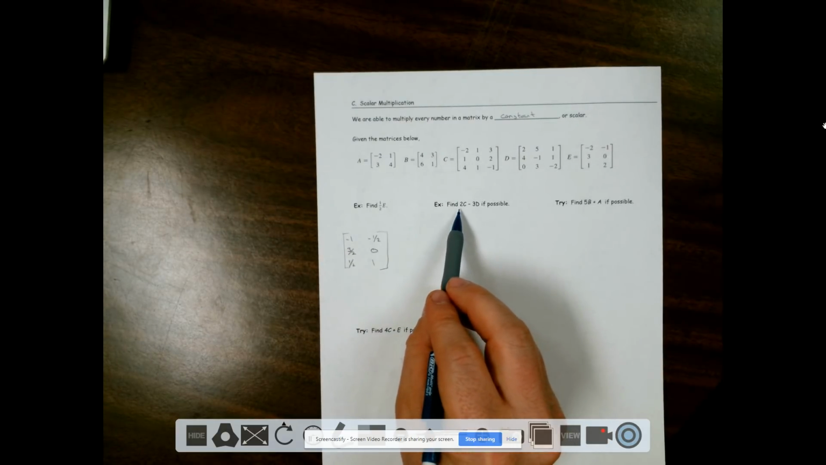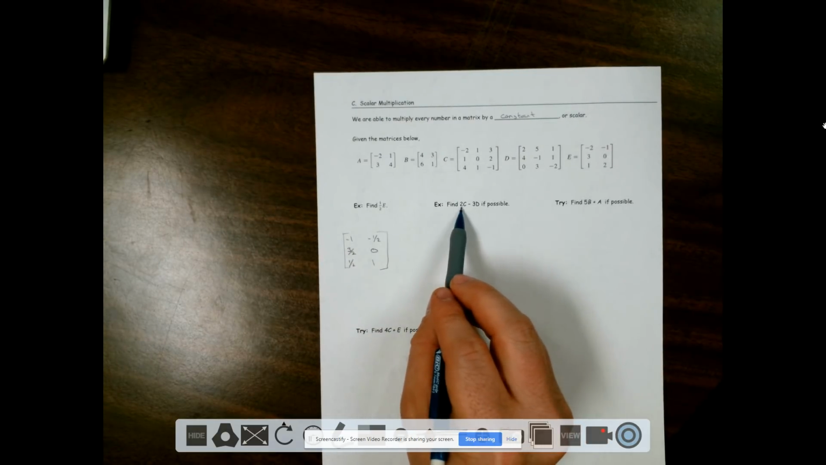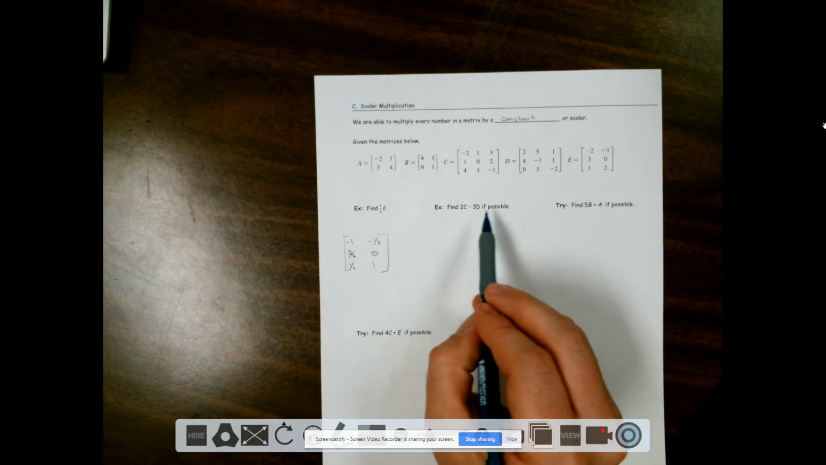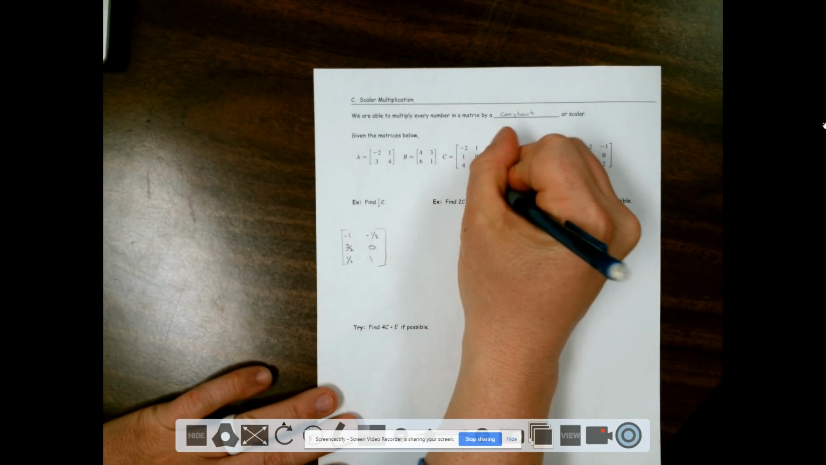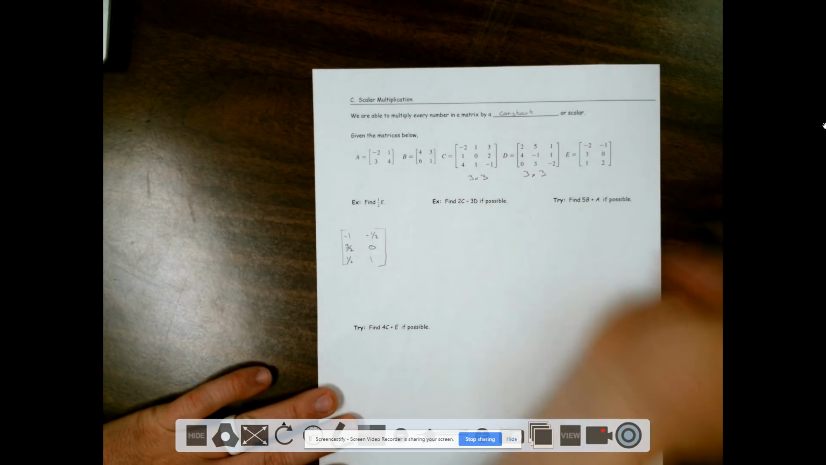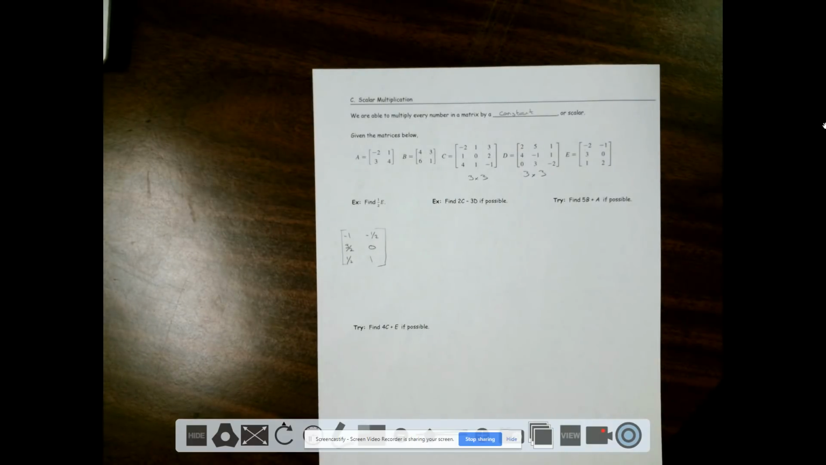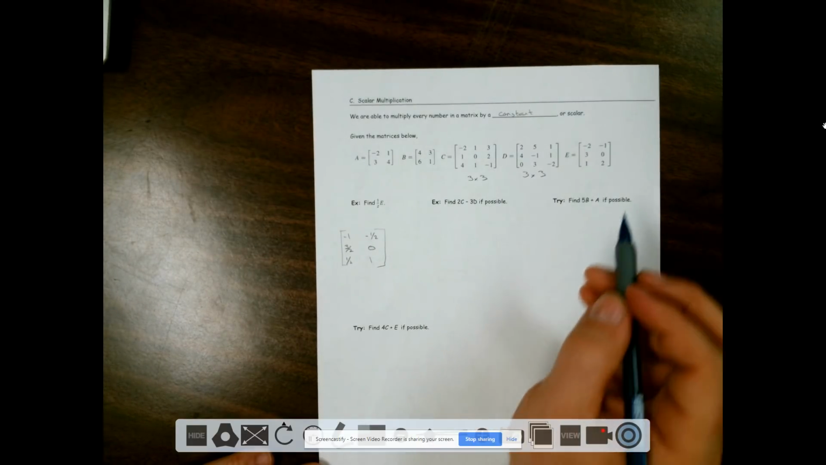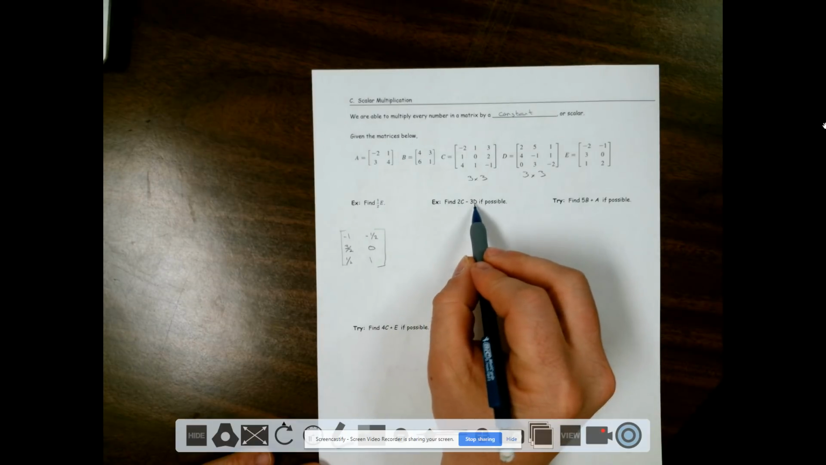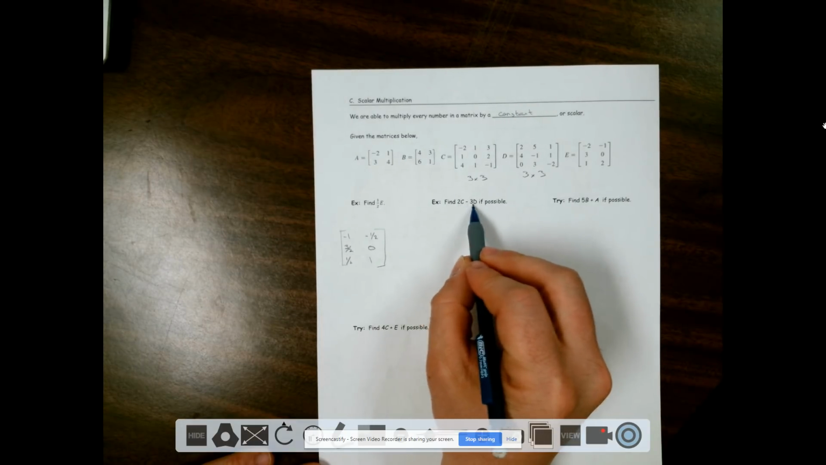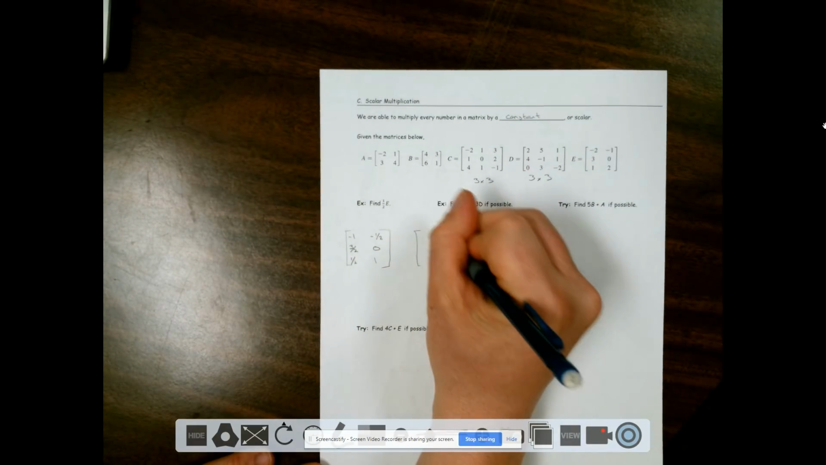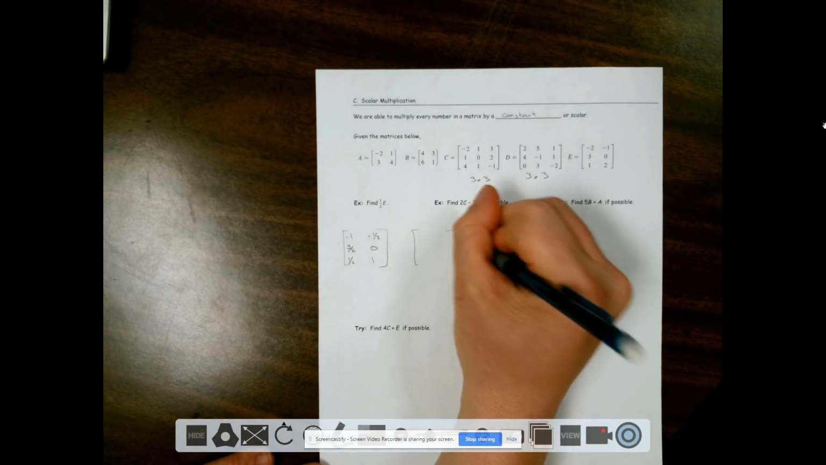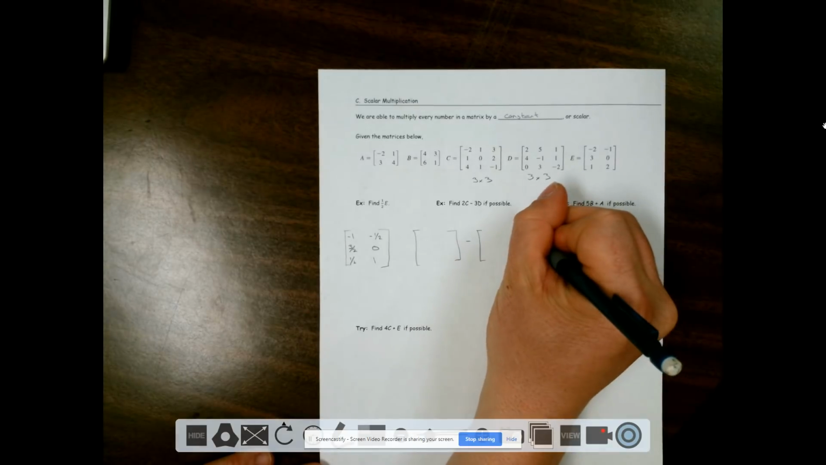Doing 2C minus 3D. Well, let's see here. We can multiply 2 times C, and 3 times D. So these are both 3 by 3 matrices. First, we need to follow our order of operations and scale the matrices before we subtract. So C is going to be twice as big, and D is going to be 3 times as big.